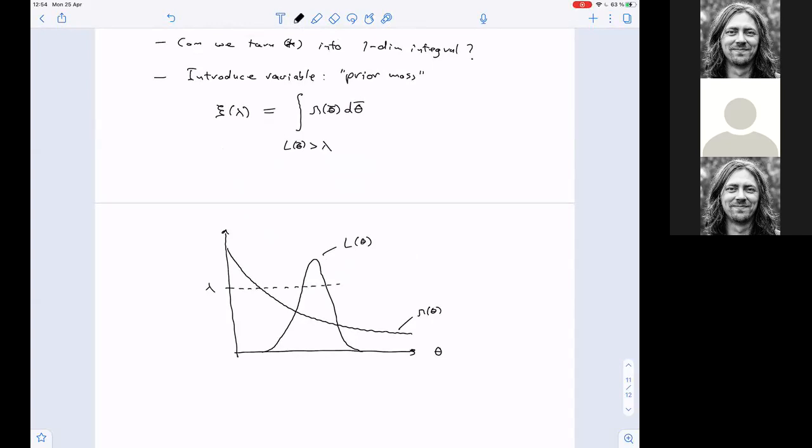What's the region where the likelihood is higher than this lambda? Well, this region within these two lines, right? So then what is my prior mass? It's this area here below the prior. So that area is now my prior mass as a function of lambda. And as I would lower lambda, I would get a larger prior mass.